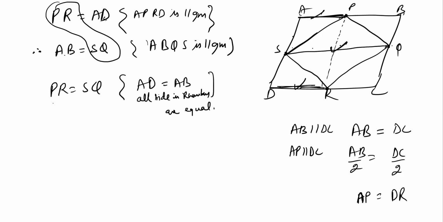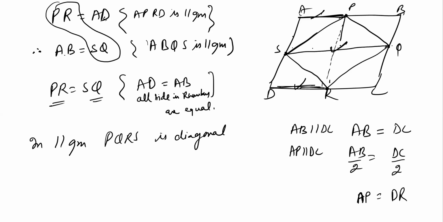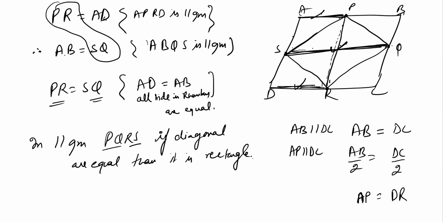Now, we have proved that PQRS is a parallelogram. In PQRS, PR is a diagonal and SQ is also a diagonal of PQRS. So we can say that in parallelogram PQRS, if the diagonals are equal, then it is a rectangle.